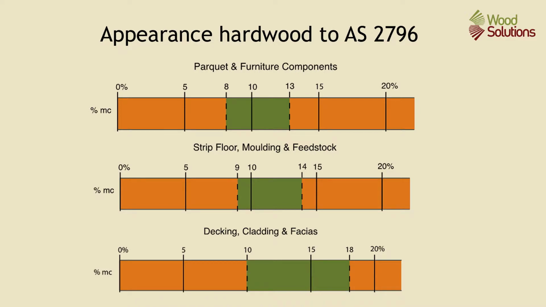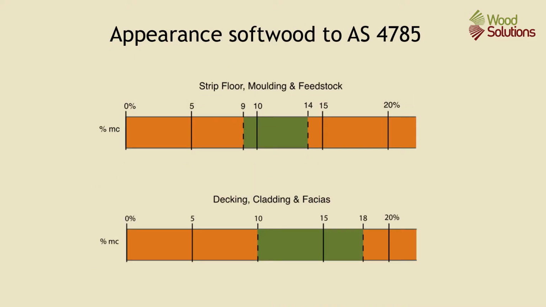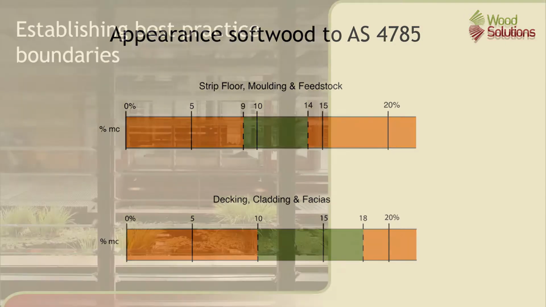Limits also exist in the standards for engineered wood products. These diagrams show the moisture content ranges required for different hardwood products under AS2796, the Appearance Hardwood Standard. Note that the allowable moisture content range increases as we move from furniture products through to external decking and cladding. These diagrams show similar requirements for products under AS4785, the Appearance Softwood Standard. These are broadly the same as the hardwood standard for the same product types.